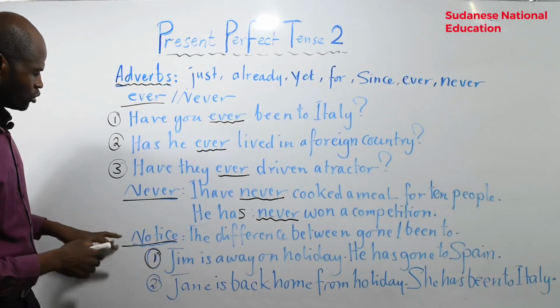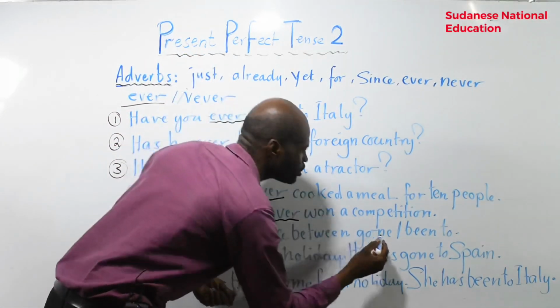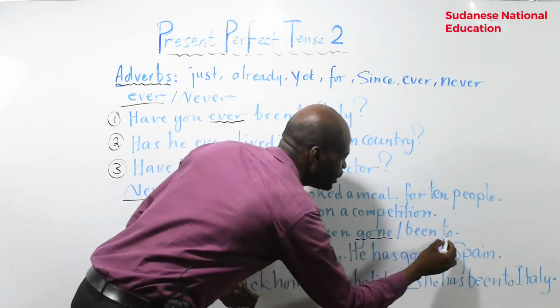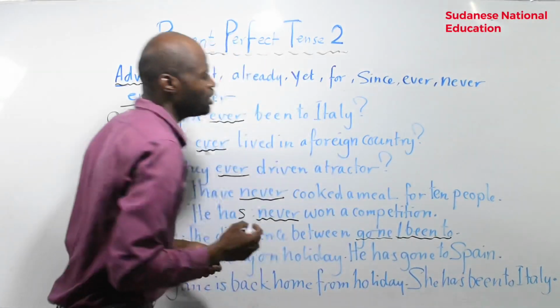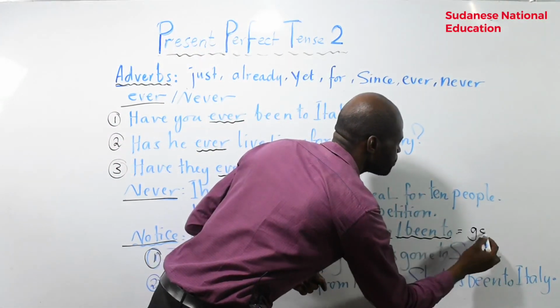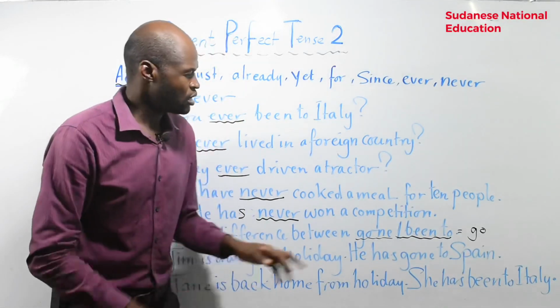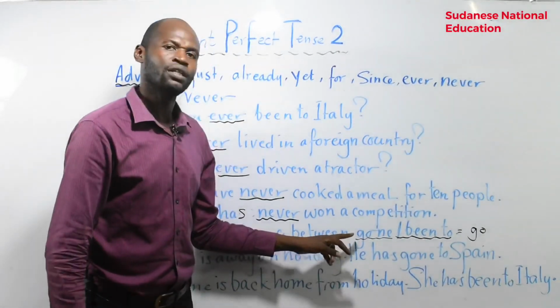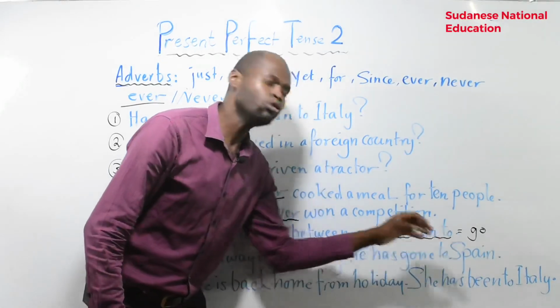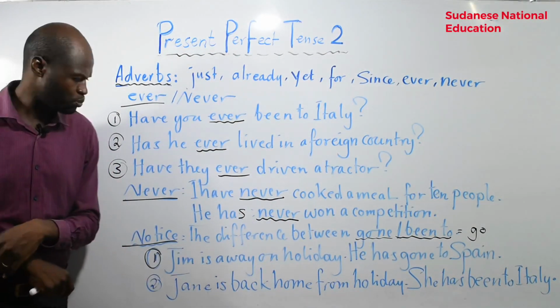Lastly, we'd like to talk about the differences between the past participles gone and been. These are both past participles of the verb go. Go has two past participles. One of them is gone and the second is been to. Let's see the differences between the two past participles.